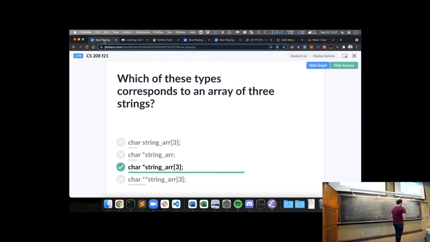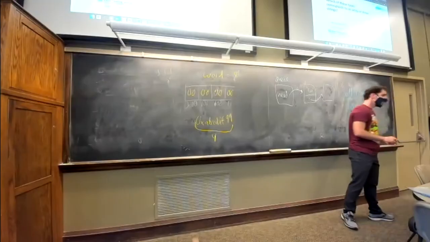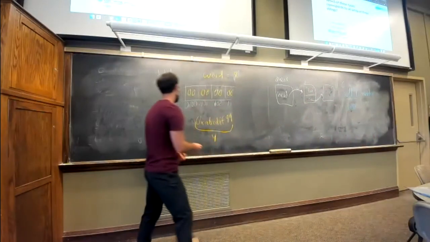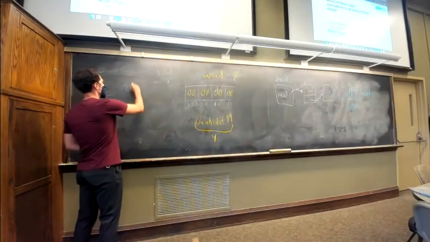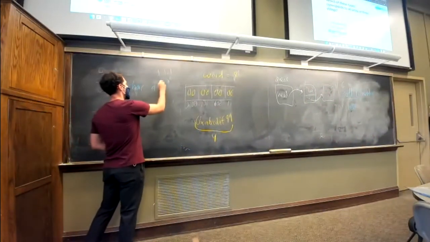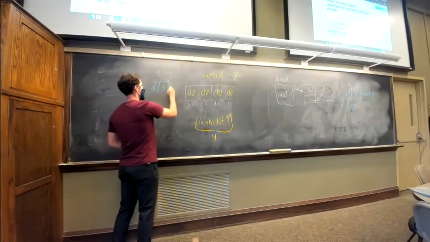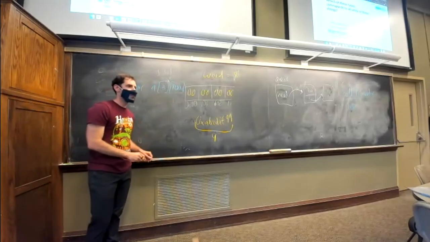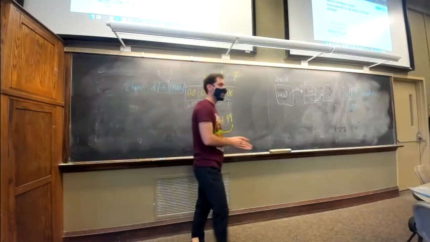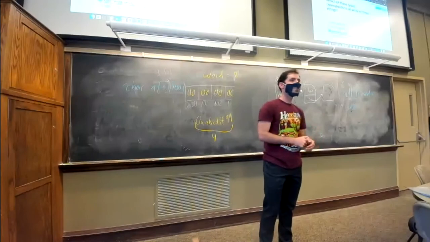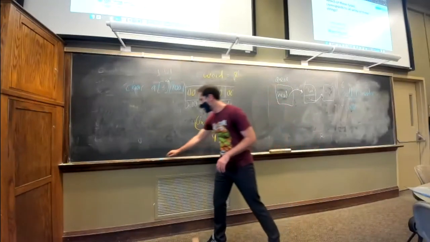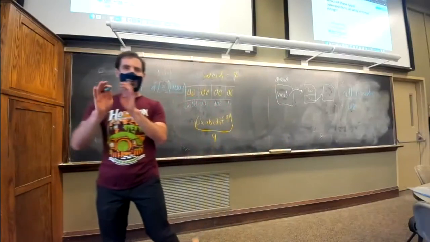So that would be a two-dimensional array, which we'll talk about later. But you could say something like, I have 3 by 100 of a two-dimensional array. But we'll get to two-dimensional arrays later. So yeah. What would this be if the star wasn't there? If we just had char string array 3, yeah.